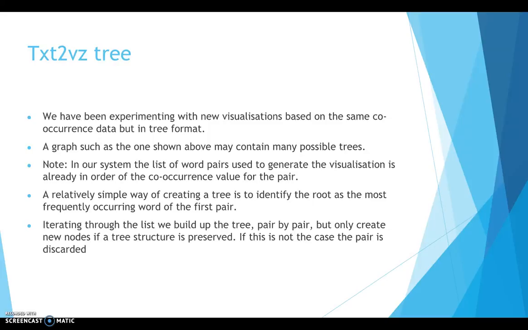More recently, we've been looking at changing the network into a tree format. The graph is the one that we just showed you. It could obviously contain many possible trees, but we use the fact that in our system the words are already in order of their co-occurrence. We start the tree with the first pair making the first link, and then we iterate through the rest of the pairs, but only create a new node if it's preserving a tree structure. If it's not the case, we'll simply throw away that particular link.